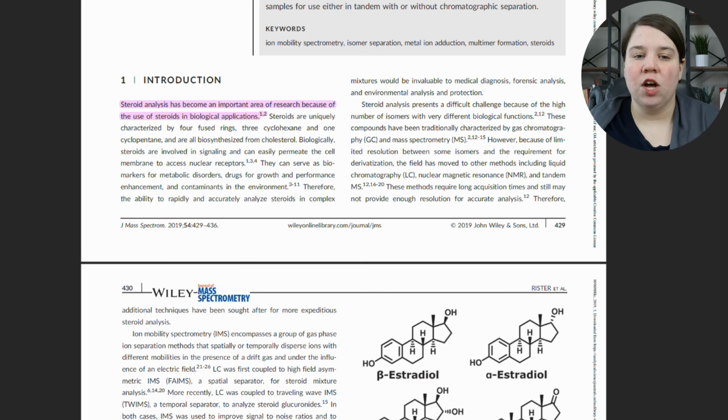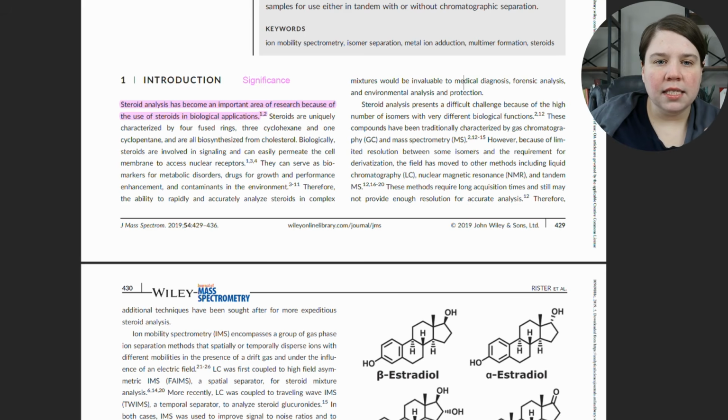So I'm trying to tell my reader that steroid analysis is important. So this is just basically your significance that's going on here. It's telling your reader why they should read this paper. This is a really weak significance sentence in my view. It's an important area of research because of the use of steroids in biological applications. I would have really liked to have seen some examples of this.